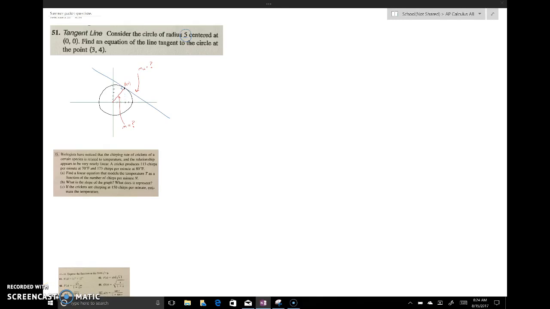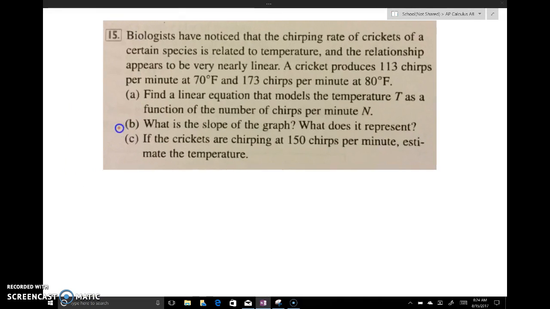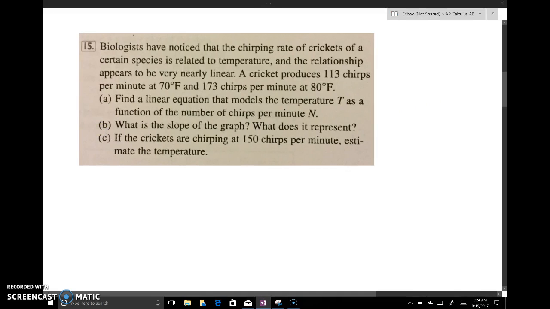Okay, so what I'm going to do is try to give you a little bit of a start on each of these problems, or some examples to review. But I'd really like for you to attempt the problems, and if you have further questions, you can email me again. So for 15, let's read it real quick.